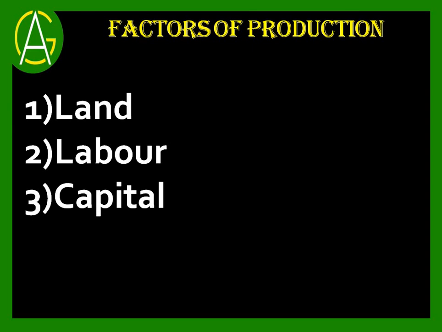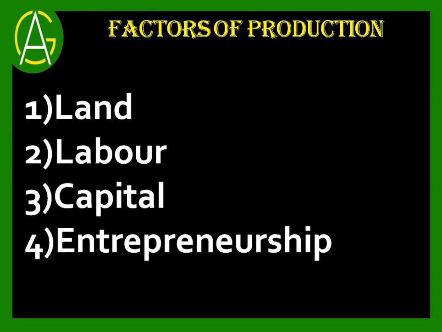Friends, you know that in order to produce anything, whether it is a good or a service, we require factors of production. There are 4 different factors of production. First one is land, next is labor, then capital, and fourth one is entrepreneurship. Friends, without these 4 factors of production, production can never be possible. We need to utilize all of them in certain proportion. So let us learn them in detail.